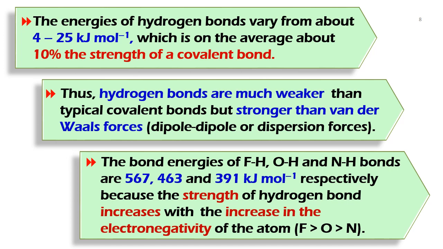Since the electronegativity of fluorine is higher than that of oxygen and nitrogen, the hydrogen bond formed by FH is much stronger compared to OH, and OH stronger than NH. So this is how the electronegativity of the atom influences the strength of the hydrogen bond.